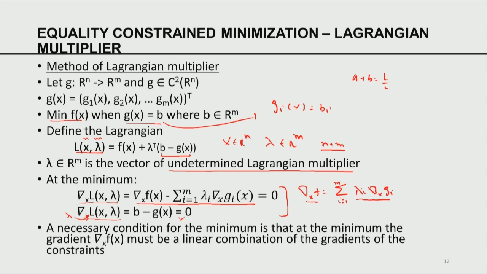So at the minimum, what does Lagrangian theory say? It's one of the most beautiful results in applied mathematics. It says a necessary condition for the minimum is that at the minimum, the gradient of f of x must be a linear combination of the gradients of the constraint functions.